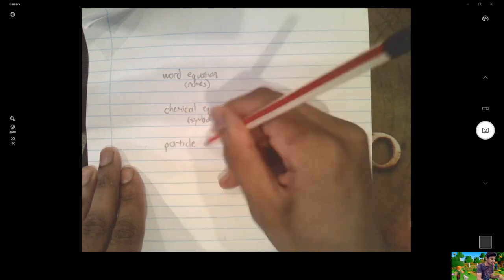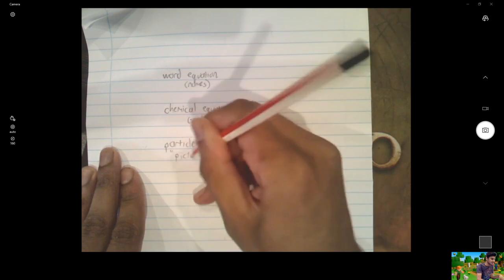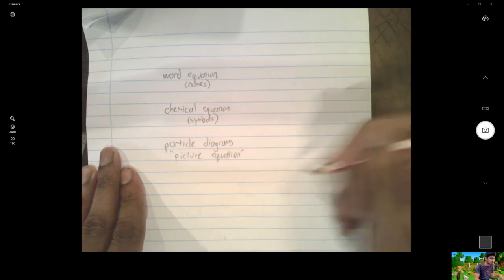Okay, then I want to look at maybe just one example of an equation which represents a chemical reaction in words using the names of the symbols and compounds. We can also represent a reaction as a chemical equation. A chemical equation is where we use symbols. And lastly, we can also represent it using particle diagrams, or this is sometimes known as a picture equation. And it's very important you're familiar with these terms so that you know what it is to do.